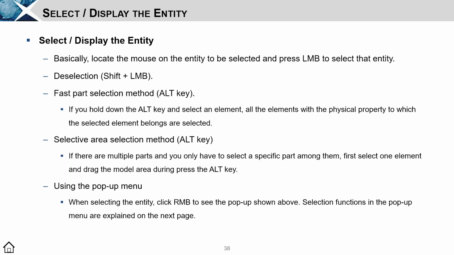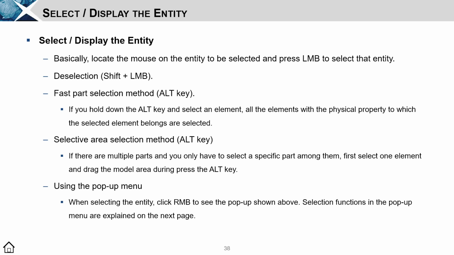Basically, locate the mouse on the entity to be selected and press LMB to select that entity. Deselection is the Shift key and left mouse button. Fast part selection method: Alt key.